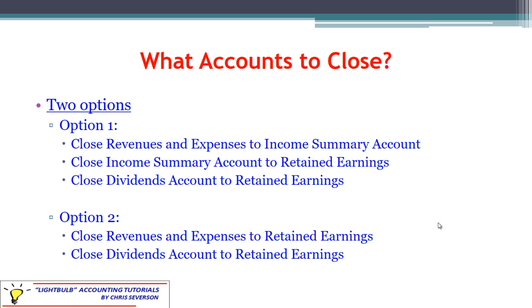And then we turn right around. As soon as we have a figure in income summary, we would close that out to retained earnings. And then we close the dividends account to retained earnings as well. Option two bypasses that income summary account and goes straight to retained earnings. So with option two, which is what we're going to see, you would close revenues and expenses to retained earnings, each one individually. And then you would close the dividends account to retained earnings, and you'd have a new balance in retained earnings.